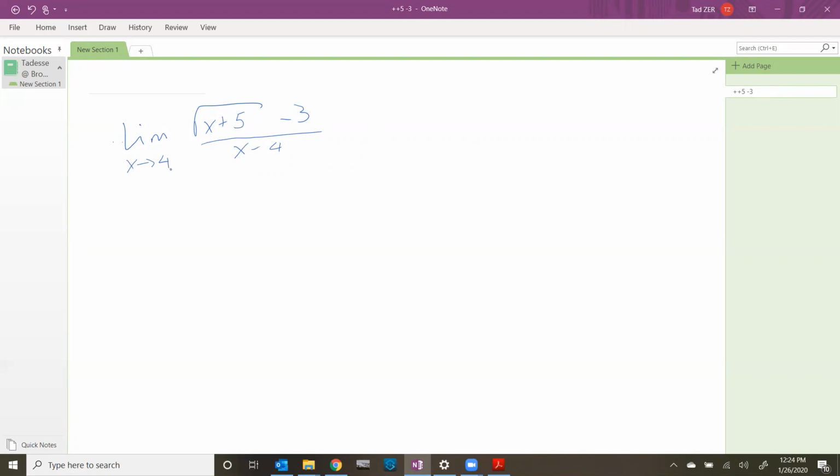So how do you simplify this kind of expression? The technique will be rationalizing the numerator. So how do you rationalize it? You multiply it by the conjugate. Conjugate means if you have a minus, you multiply it by a plus. If you have a plus, you multiply it by a minus. That's what conjugate means, just like the complex conjugate: square root of x plus 5 plus 3, as x approaches 4.